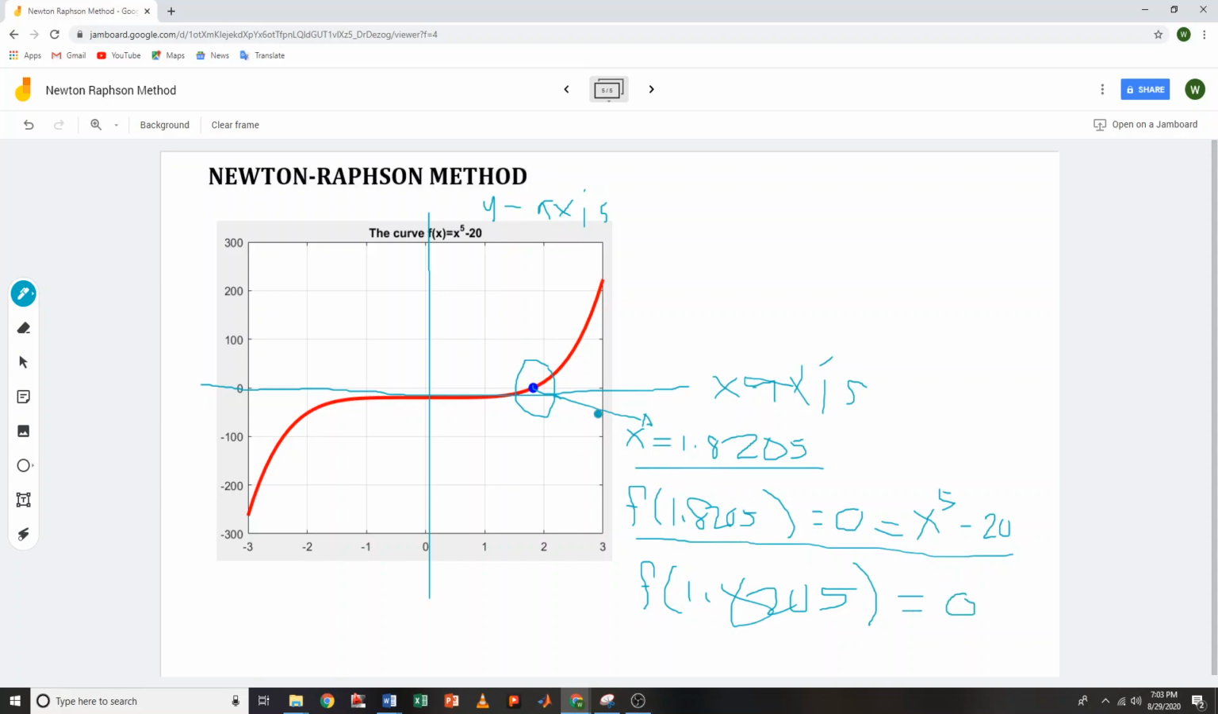So that's the end of my presentation using the Newton-Raphson method, and then we'll continue on the next iterative process in numerical methods solution using the fixed point iteration method. So that is another root finding solution.